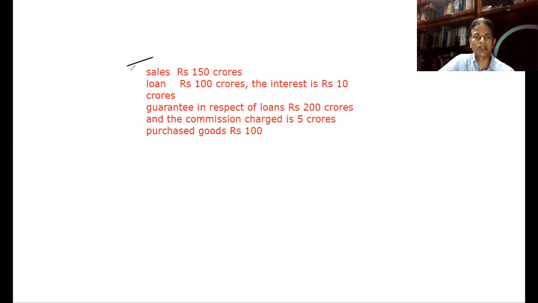Purchase is also easy. Let's add these two: 150 plus 100, that makes it 250. Now, in the case of the loan, what will we take? Loan amount of 100 crores or interest of 10 crores? Similarly, in the case of the guarantee, will we take the guarantee commission or the guaranteed amount?